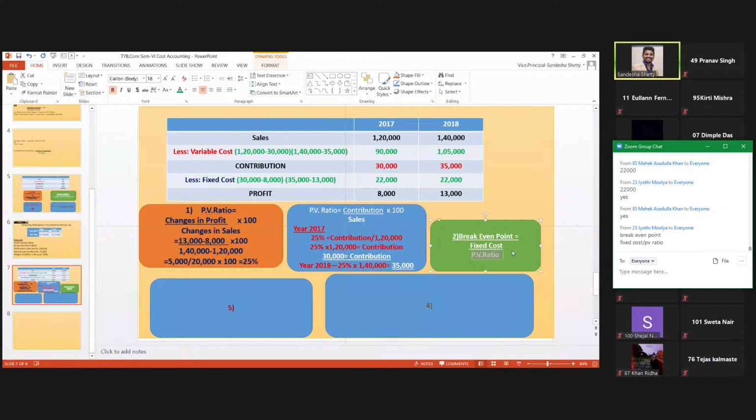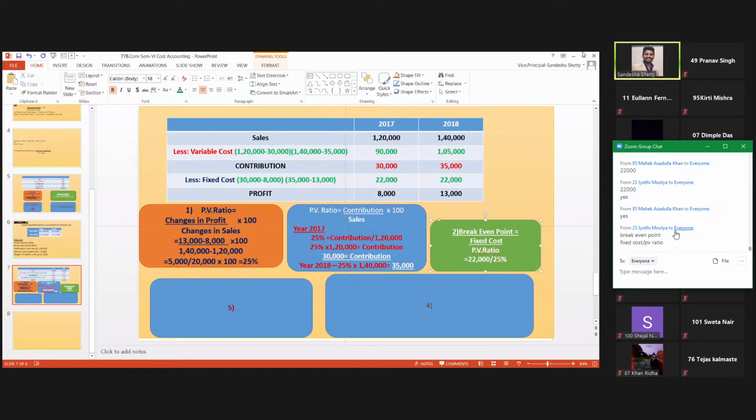If you don't have the formula, you won't understand this whole thing, so look carefully. What is the fixed cost? Fixed cost of any year is 22,000. Don't add it, because it is for one year; don't add the 2 years, write them separately. 22,000 and 22,000 are different. So 22,000, what is the PV ratio? 25%. Please remember, not just 25, but 25%.